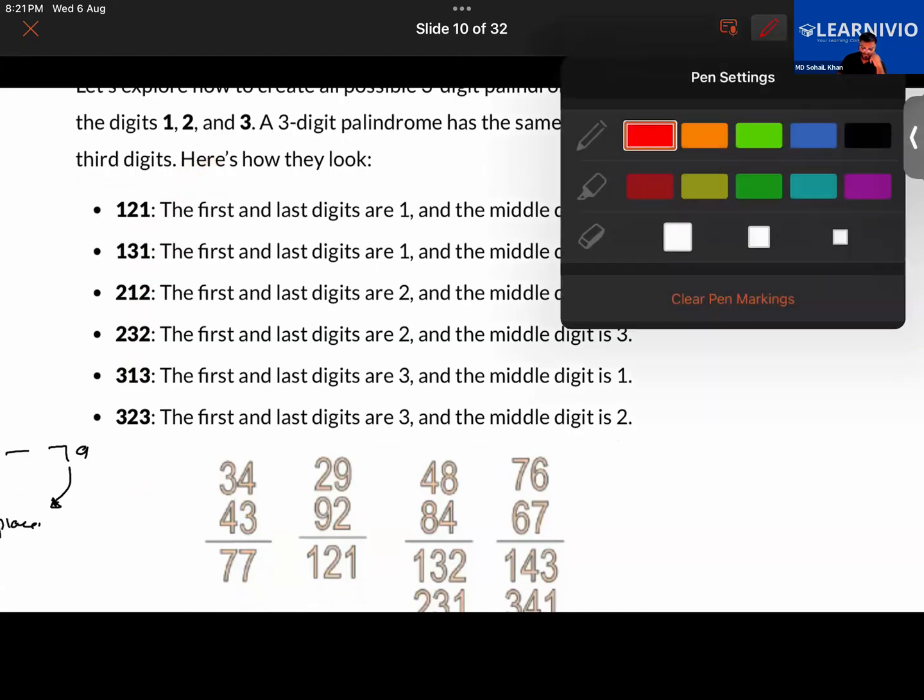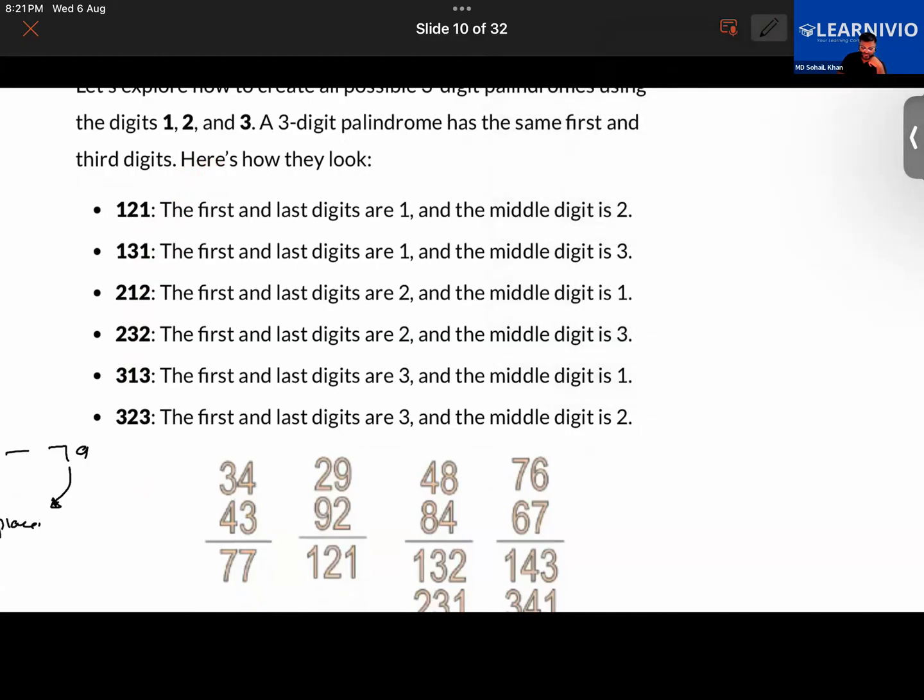Similarly, you can make some palindromes using the digits 2, 3, and 4 also. So how can we write them down? 232, 323, 343, 434, 242, 424. Any other possibility? No, that's it, right?